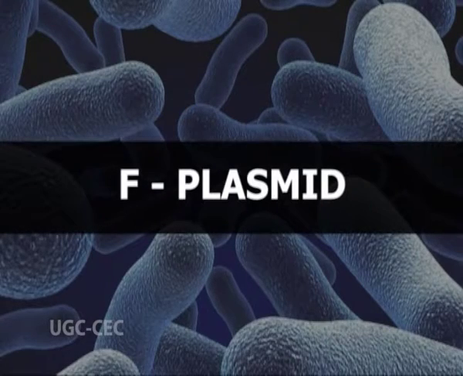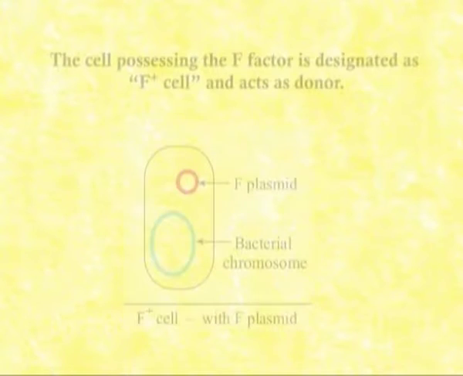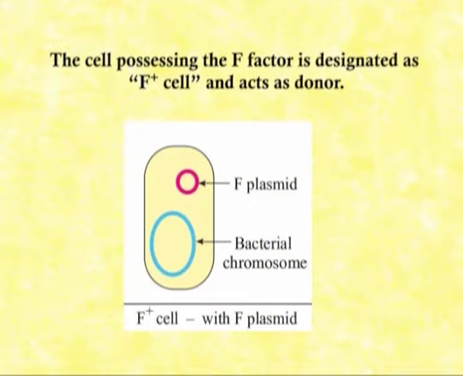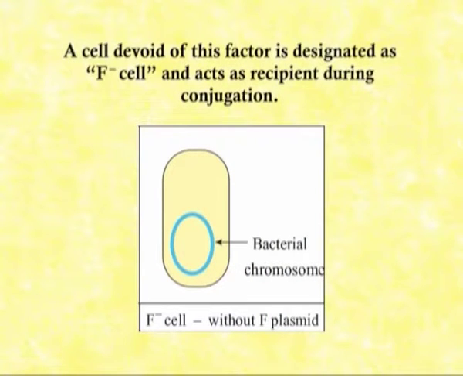So now we'll come to the F plasmids. The F plasmid is a conjugative plasmid which is found in several bacteria, and the cell possessing the F factor is designated as an F positive cell and acts as the donor. A cell which is devoid of this factor is designated as F negative or F minus cell, and it acts as a recipient during conjugation. The cell possessing the F factor is the male, whereas the cell that does not contain the F factor is the female.